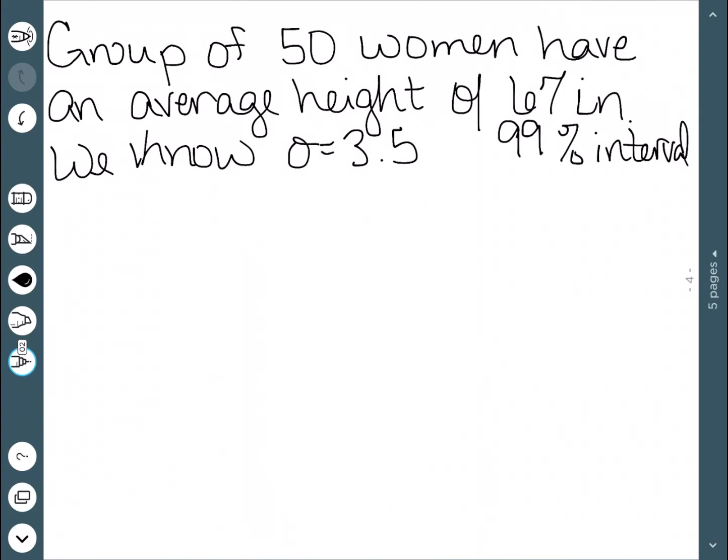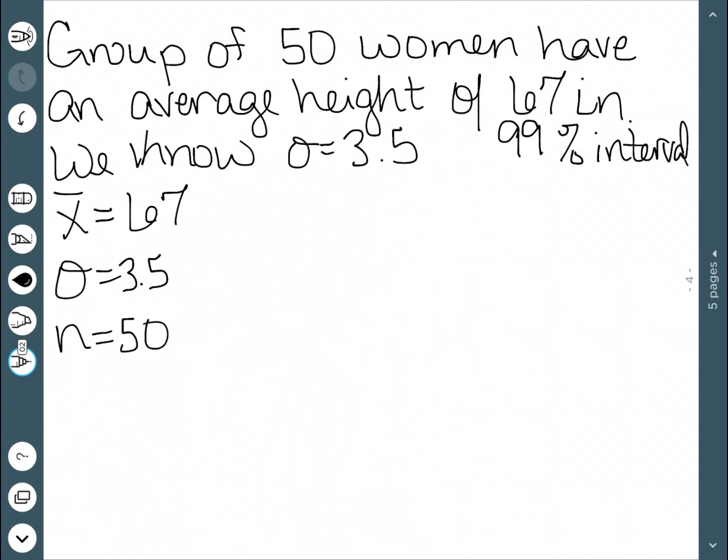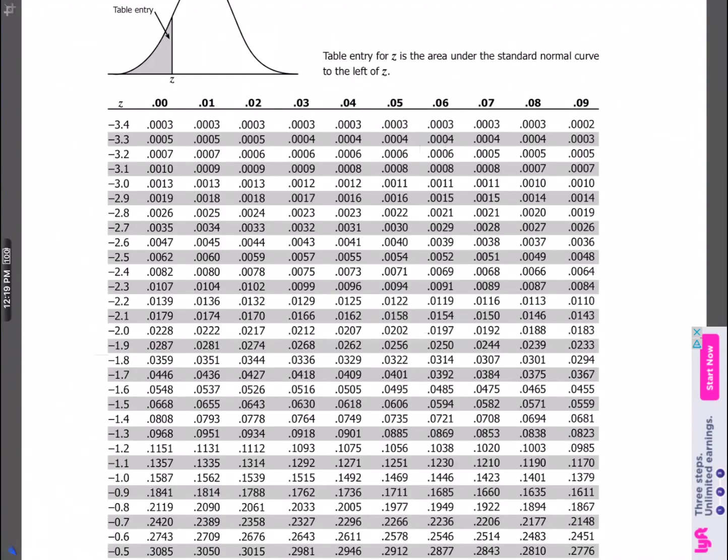We're now going to repeat this, but this time with a 99% confidence interval. So X bar is still our average height of 67. Sigma is still 3.5. And N is still 50, but this time our Z value changes. 1 minus 0.99 is 0.01. When I divide that by 2, I get 0.005. And so this is the value I now need to look up. In my table, I now need to find 0.005, which we can see is halfway between here. So I'm halfway between 2.57 and 2.58, so we'll use 2.575.